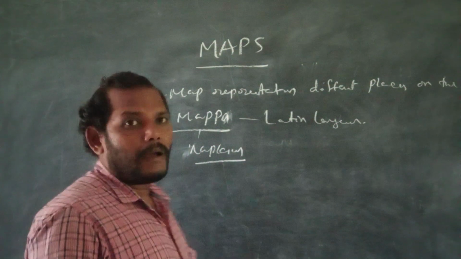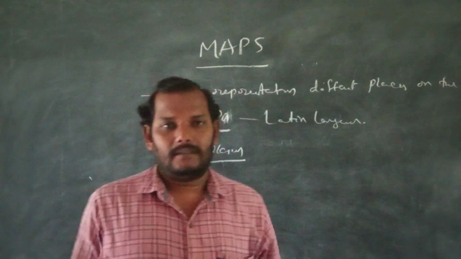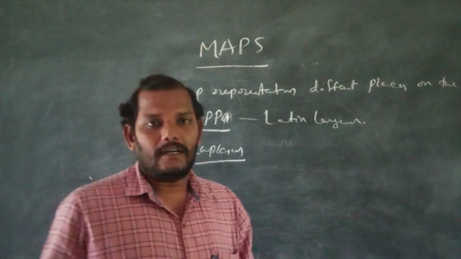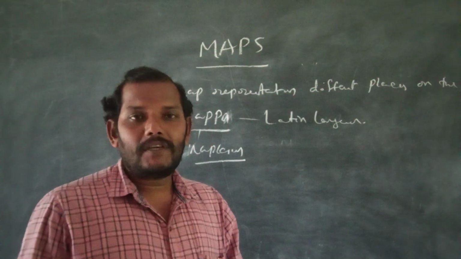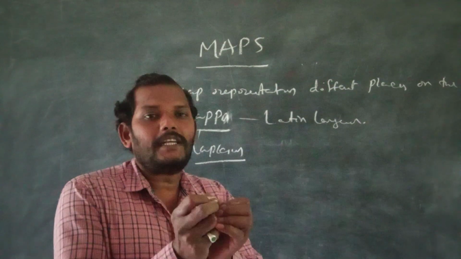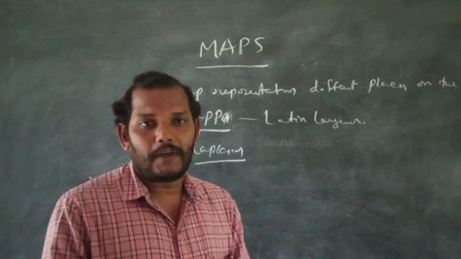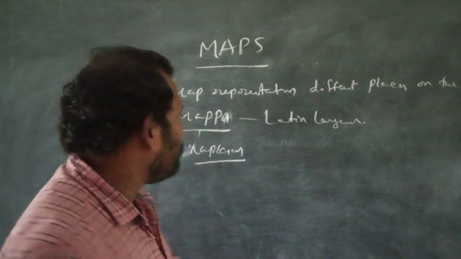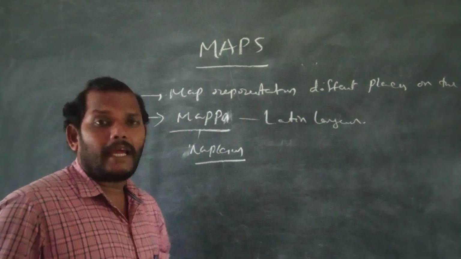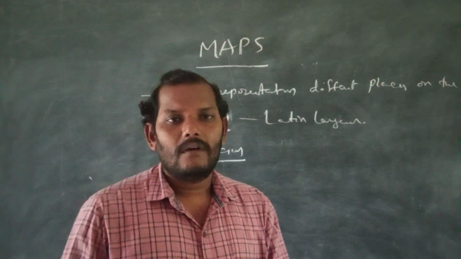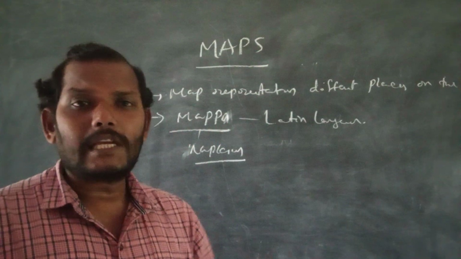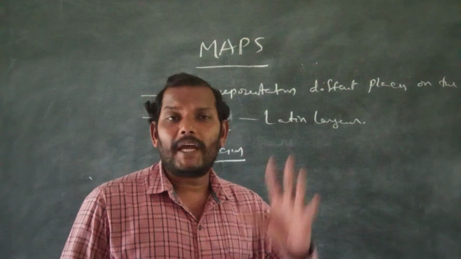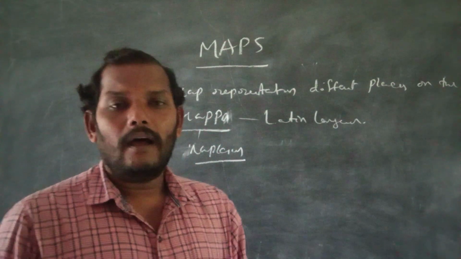How does it look? The napkin is in a flat area, yes, a flat area. That is the representation of flat surfaces, right? Then in the 19th century, in earlier times, the European people mostly used maps to locate different areas on the earth.